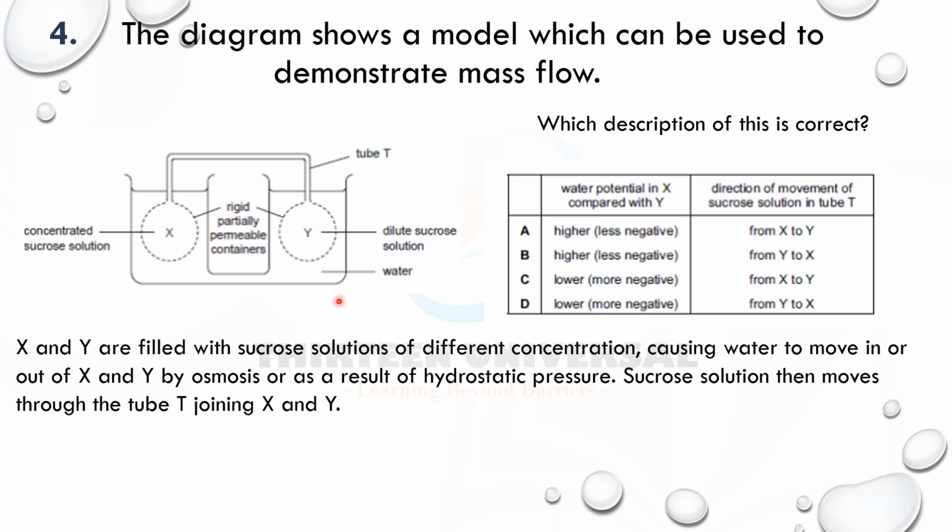So A and B are eliminated; let's stay with C and D. The next part is the directional movement of sucrose solution. Of course, sucrose is going to move from where it is high in amount to where it is low. So it's going to be from X to Y. Low water potential in X compared to Y, and movement from X to Y. So what do you think is the answer?